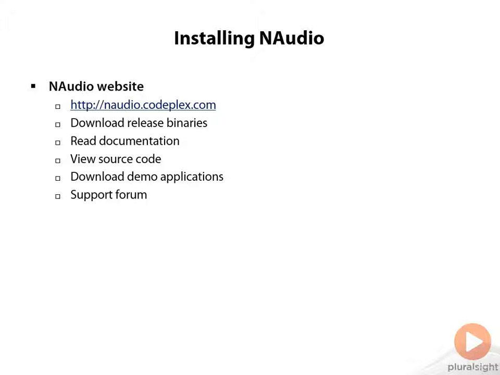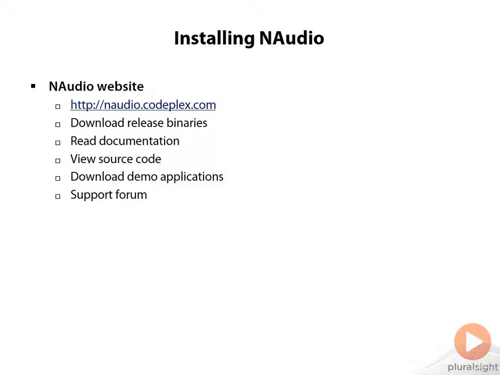Let's have a look now about how you'd go about installing mAudio and getting started. There's two ways you can do this. First of all is simply to go and visit the mAudio website at maudio.coplex.com. There's lots of things you can do here. You can download the release binaries, you can read the documentation, you can view the source code, you can get hold of the demo applications here, and there's also a support forum.